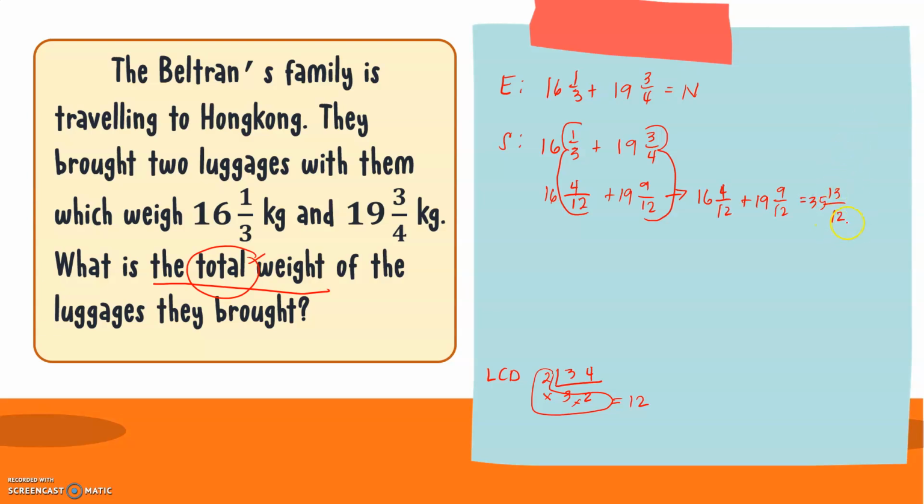Since our fraction here is an improper fraction, we'll change it into a mixed number by dividing the numerator and the denominator. 13 divided by 12 is 1. 1 times 12 is 12. So we'll have a remainder of 1. So if we rewrite 13 over 12, that will give us 1 and 1/12. Then, let us remember that we have here a whole number 35, so we'll add that to this whole number we acquired from dividing 13 and 12. Therefore, we will have 36 and 1/12 kilograms. So this is the total weight of the luggages they brought.